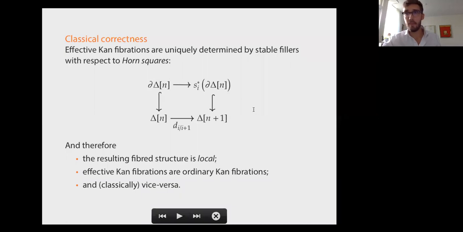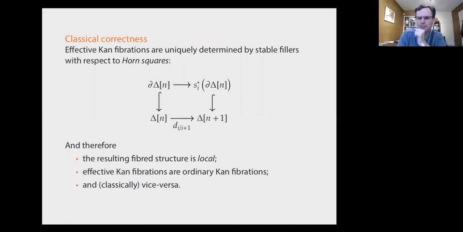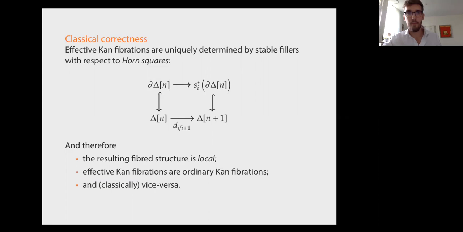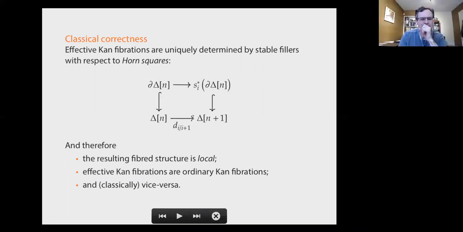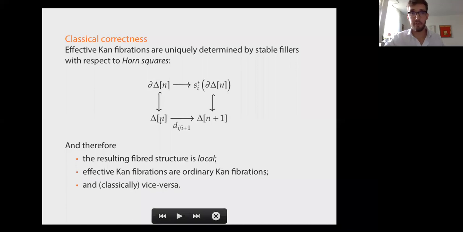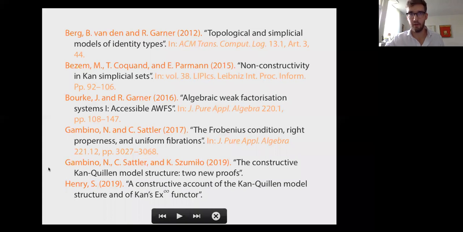Therefore, I'll just have to get you to try to wrap up pretty quickly. Yes, this is the last slide. And for the reason that we have reduced everything to horn squares, the resulting fibrant structure is local. That's because these things are representable, basically, which allows you to define a universe, and we'll do that in subsequent work. Effective Kan fibrations are ordinary fibrations, and we can actually show that classically the reverse holds as well. Right, so let me finish with some references to some of the papers I mentioned.